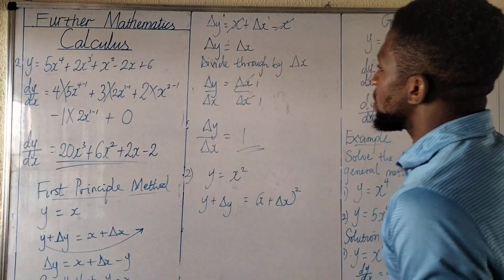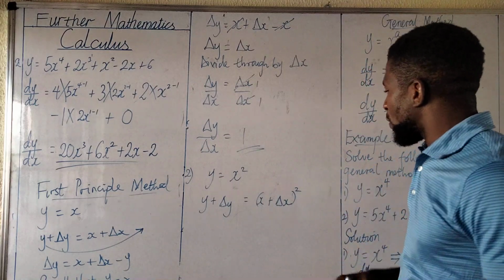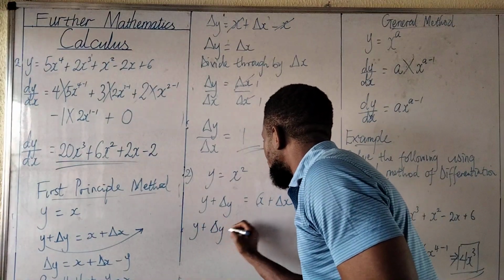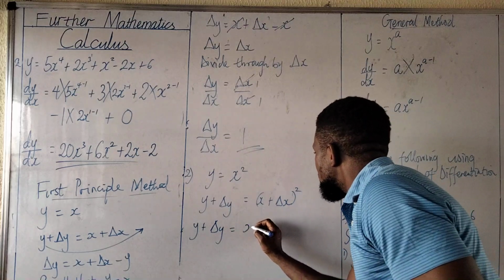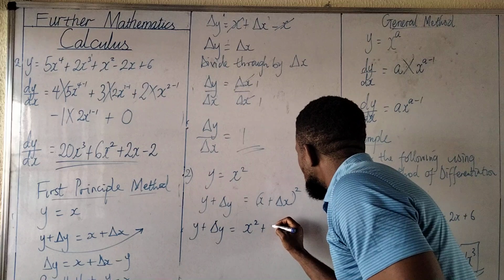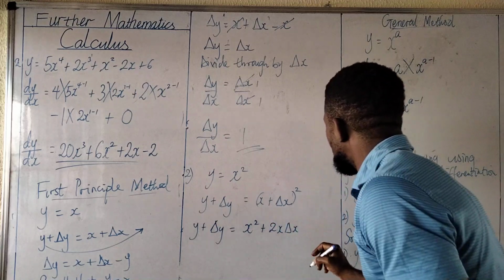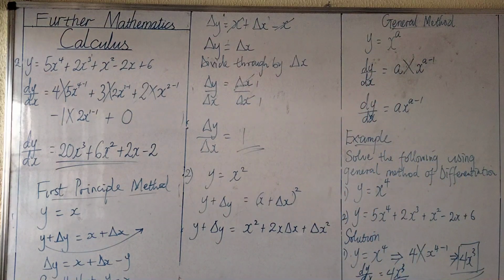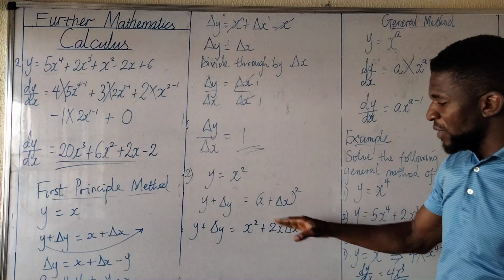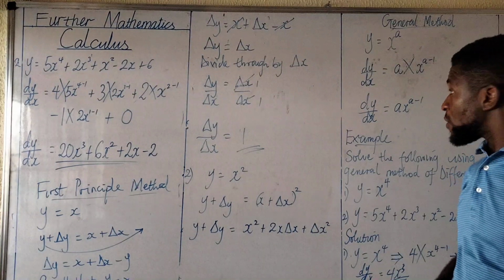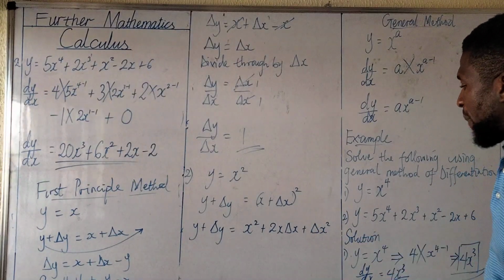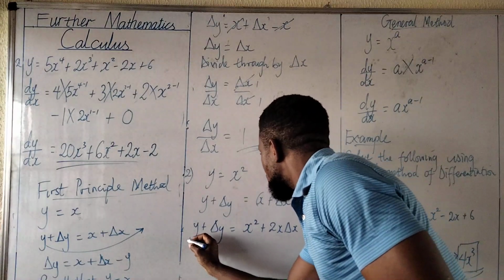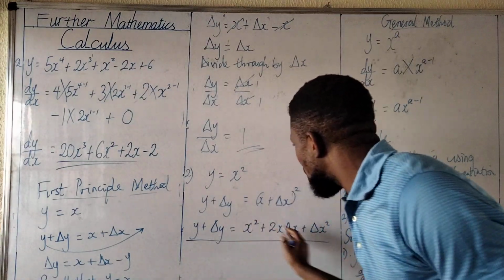Having gotten this far, what we are going to do is expand this bracket. When we expand it, we have y plus change in y equals x squared plus 2x change in x plus change in x squared. That's what we obtain if we expand the bracket. For some of us that did not understand, I will explain so that you get it better. Let us keep this aside and show our friends how we obtain this.